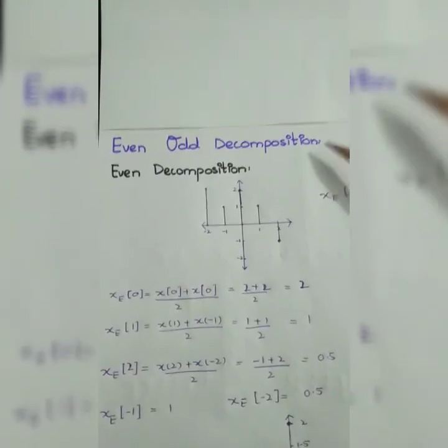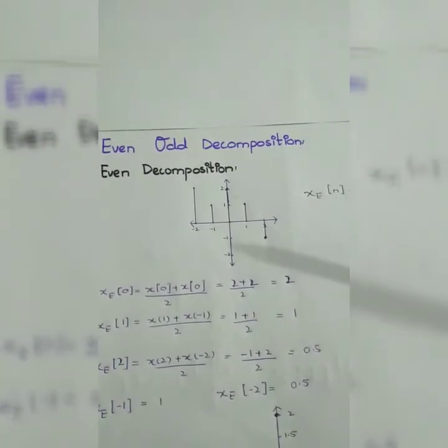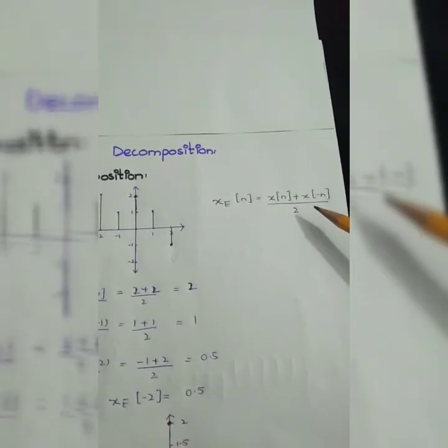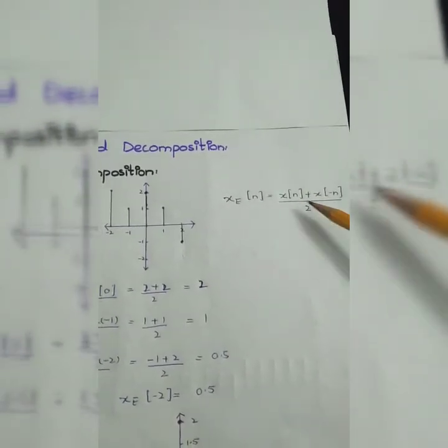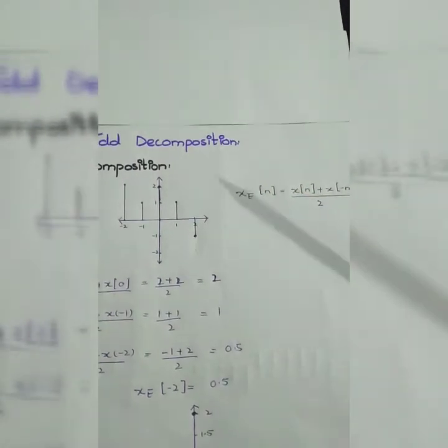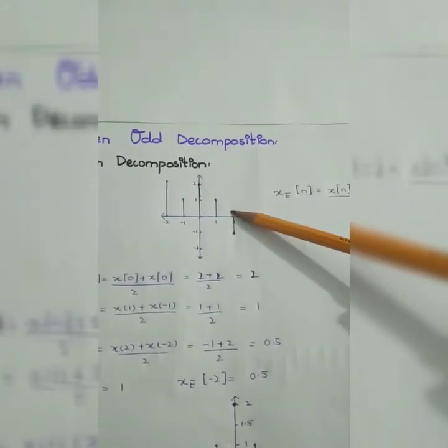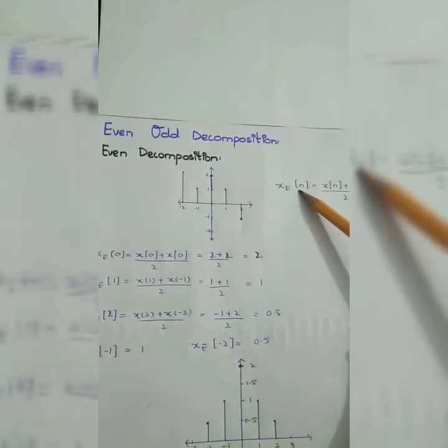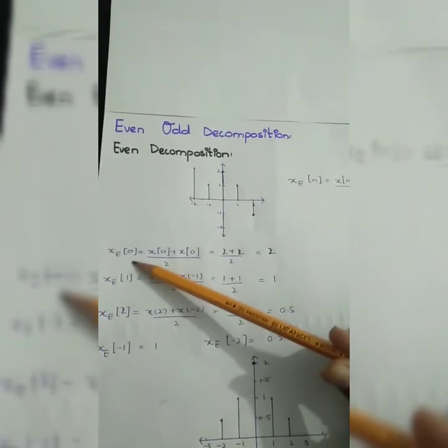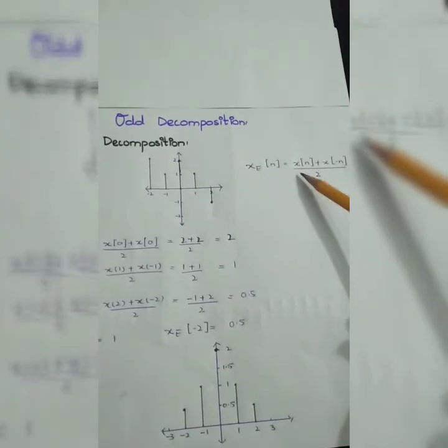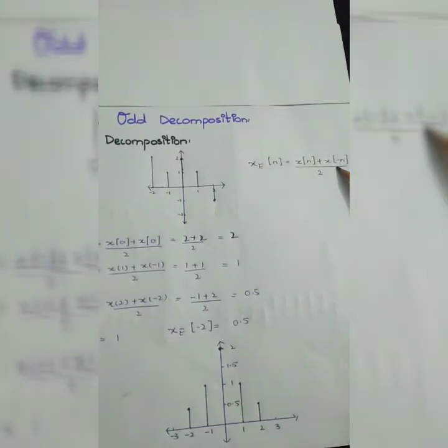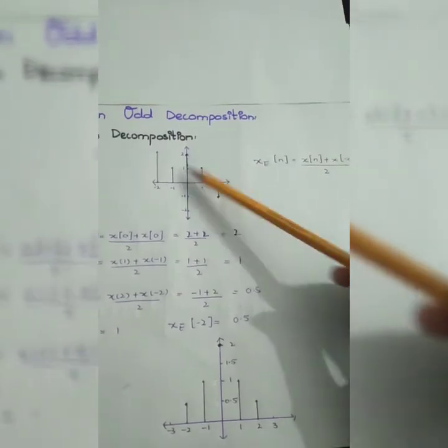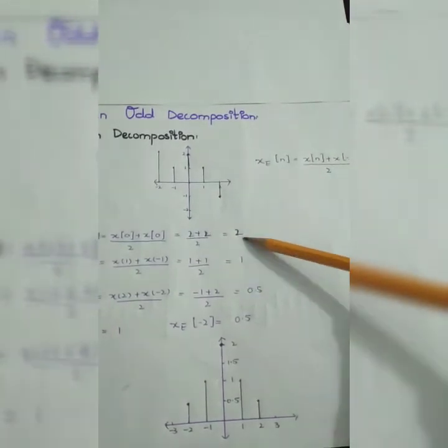Now we will discuss the even odd decomposition of a signal. For finding the even decomposition of a signal, we just need to know this formula, and then by putting values in this formula, we can draw the even decomposition of a signal. If we consider this signal, then by putting values, for example for n equal to 0, x of 0 plus x of minus 0 divided by 2, and x of 0 is equal to 2. So 2 plus 2 divided by 2 equals 2.